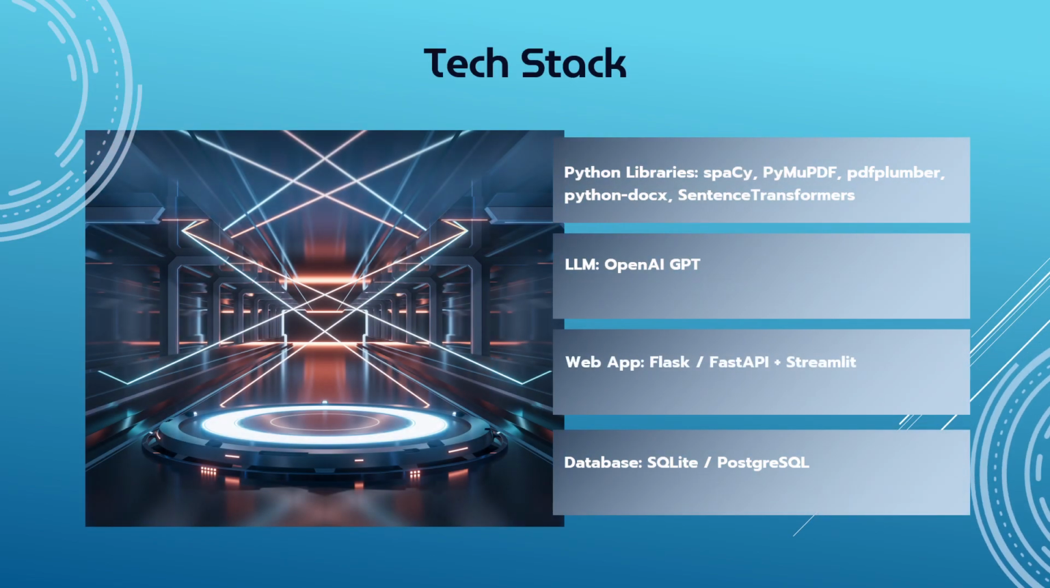Now coming to the tech stack, we are now speaking in technical terms. So the Python libraries used here are spaCy, PyPDF, pdfplumber, python-docx, and sentence transformers. For the model training, we used OpenAI GPT, a large language model, also known as LLM. To integrate all of this together, we used a web app API, which is Fast API plus Streamlit. For database, as I mentioned before, we used SQLite and PostgreSQL.